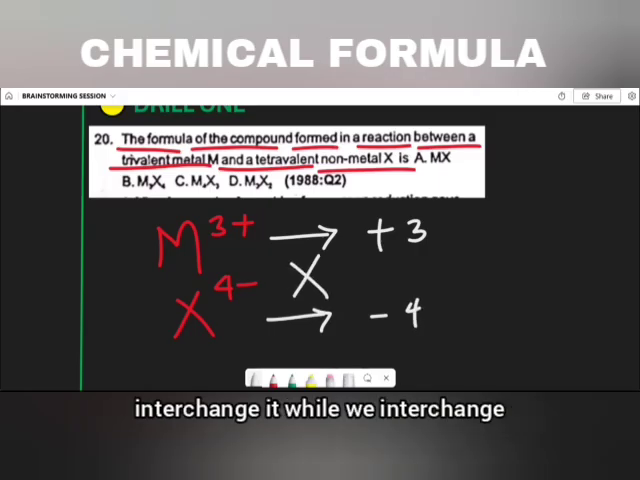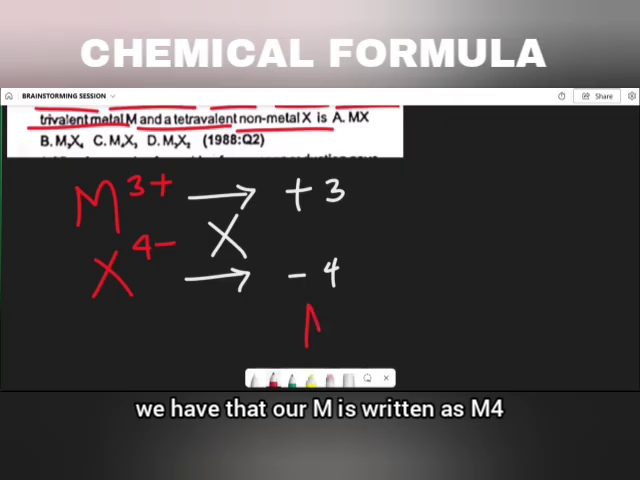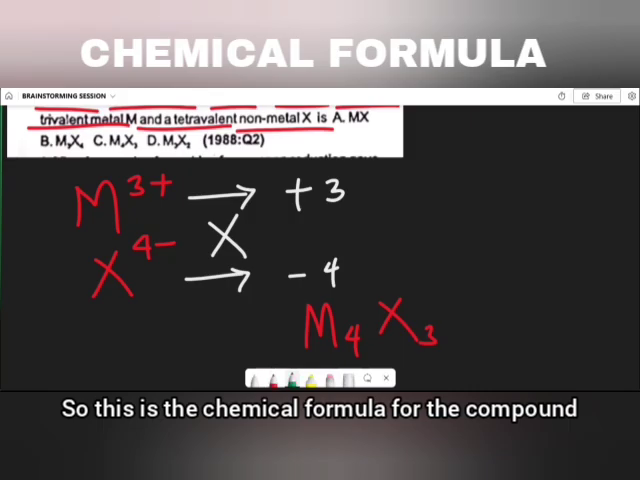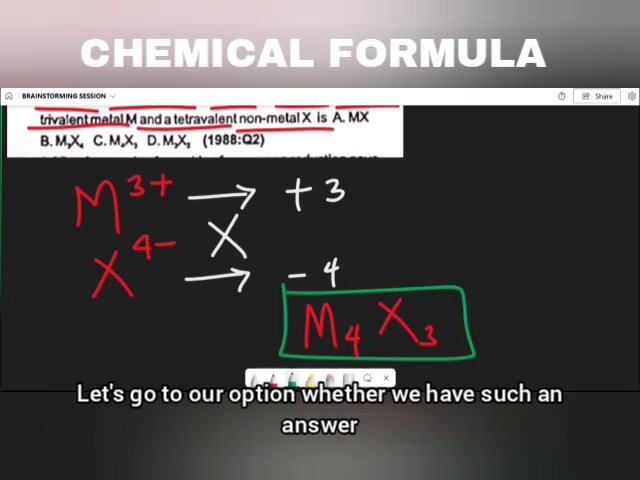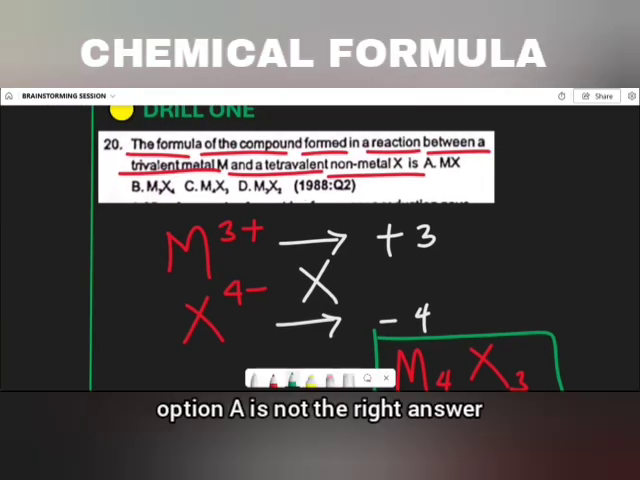So they have to interchange it. By the interchange, we have that our N will be written as N4 and our X will be written as X3. So this is the chemical formula for the compound. Let's go to our options to see whether we have such an answer. Option A is not the right answer, option B does not stand, but option C is the right answer.